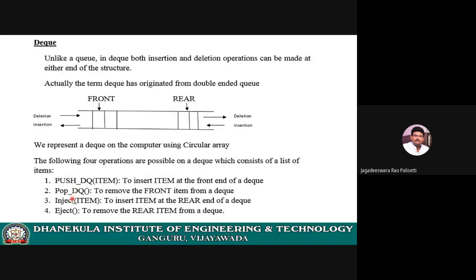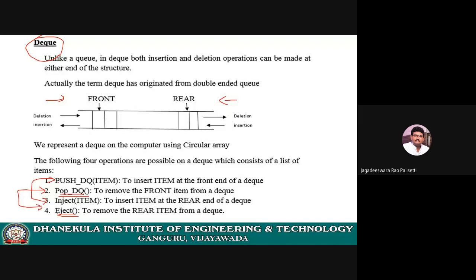Push and inject, these two, are trying to insert the data element onto the DQ, the double-ended Q. Similarly, pop and eject are used to delete the data element on either end, either at this end or at this end, based on the user given element.